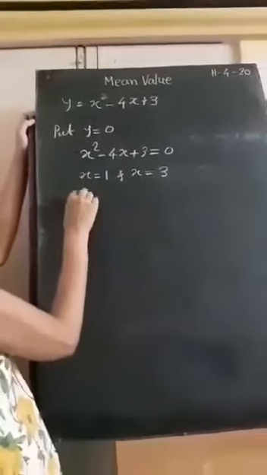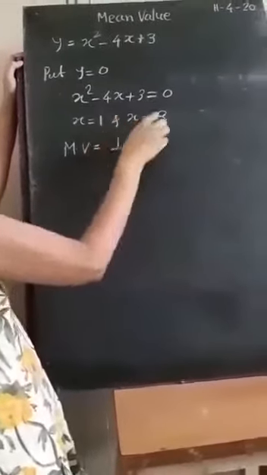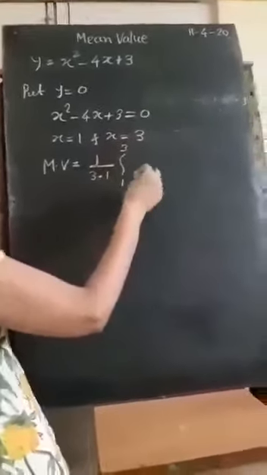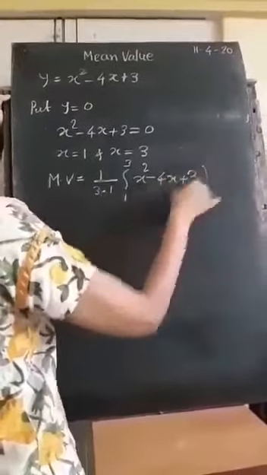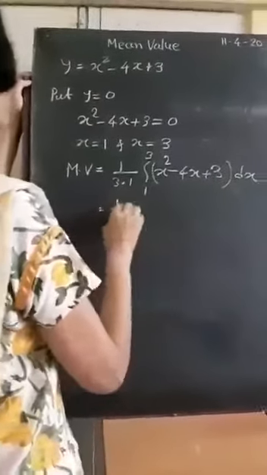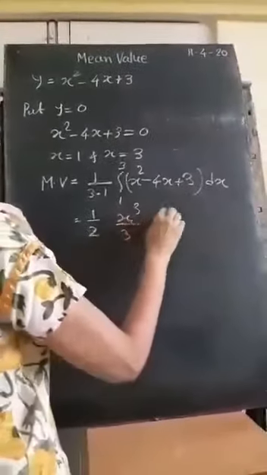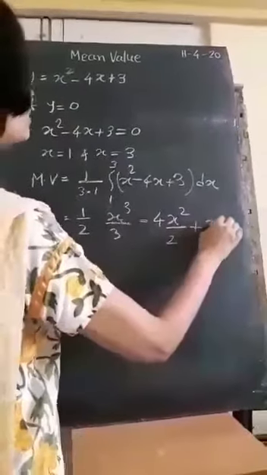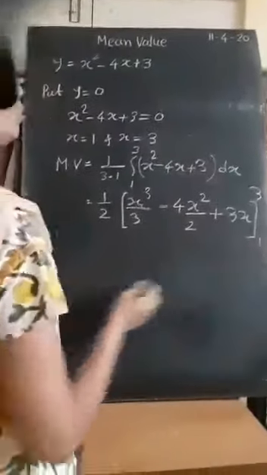We will again find the mean value. Mean value is what? 1 upon, I'm not writing the formula now, 3 minus 1, integration 1 to 3 of x square minus 4x plus 3 dx. So it will be 1 by 2. Integrate the 3 terms separately. It is x cube upon 3 minus 4x square by 2 plus 3x. The limits are 3 and 1.